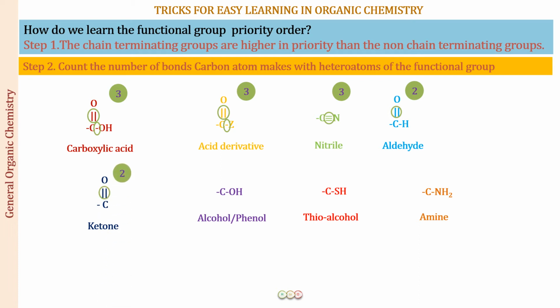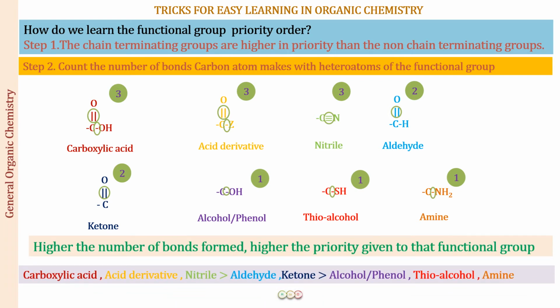Next, look at the ketone. Again, it is going to be 2 bonds. In the alcohol, the OH group, carbon is making 1 bond with the oxygen. In the thioalcohol, again 1 bond with the sulfur, and in the amines 1 bond with the nitrogen of the amine. So the higher the number of bonds the carbon is making, the higher is going to be its priority in the functional group order.